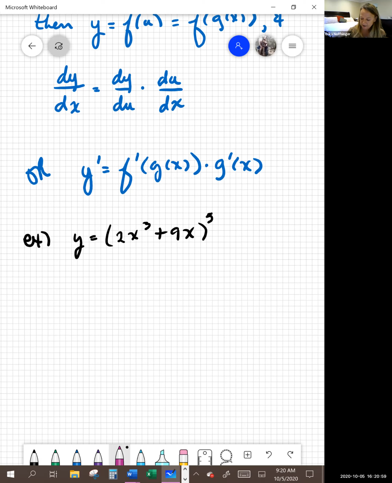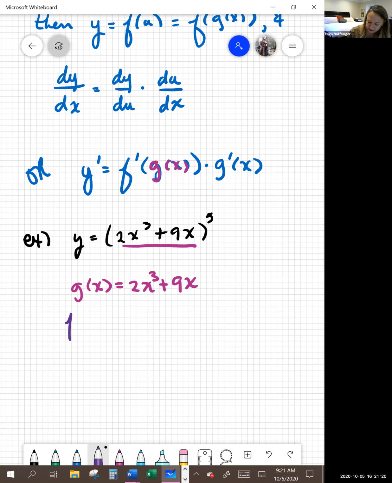If we let that inner function g of x be what's inside the parentheses, so we're going to let g of x be 2x cubed plus 9x. And then let f of x, the outer function, well, we're going to put in an x wherever we see what we chose g of x to be. And then we need to write everything else down. And so we have this parentheses here, all raised to the 5th power.